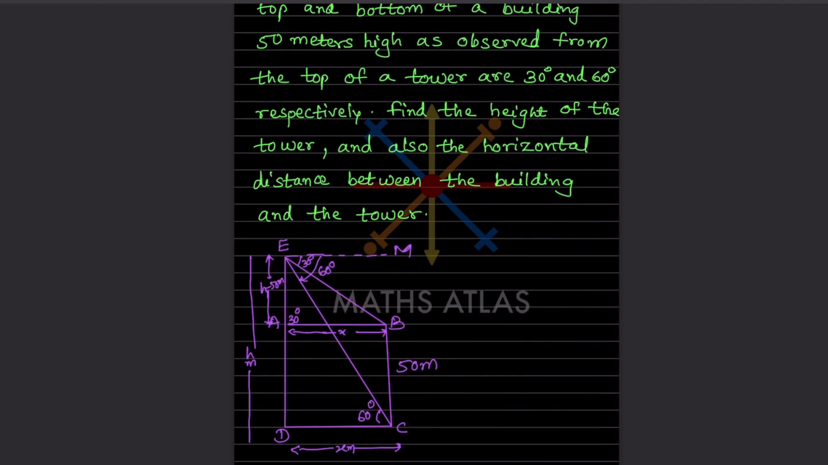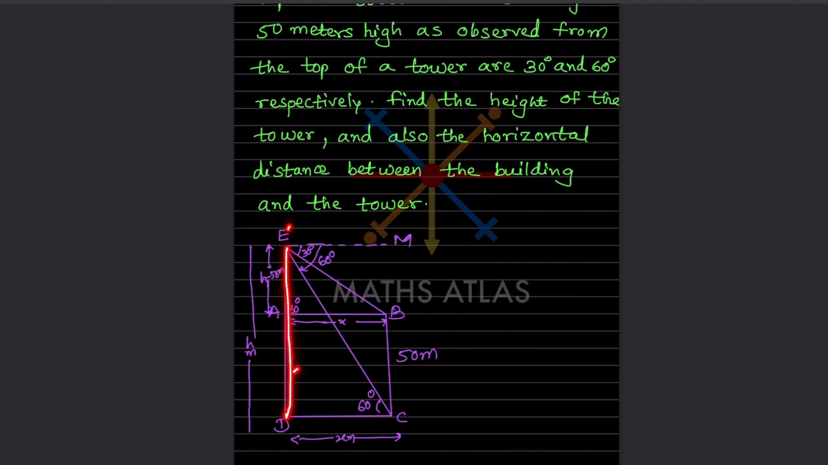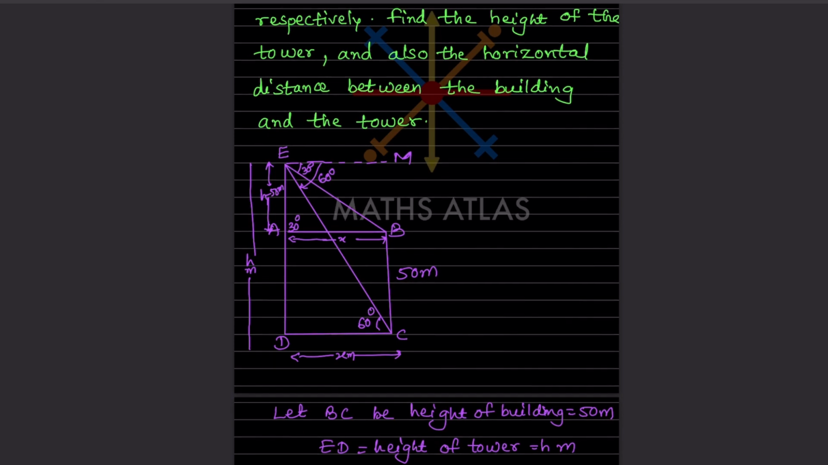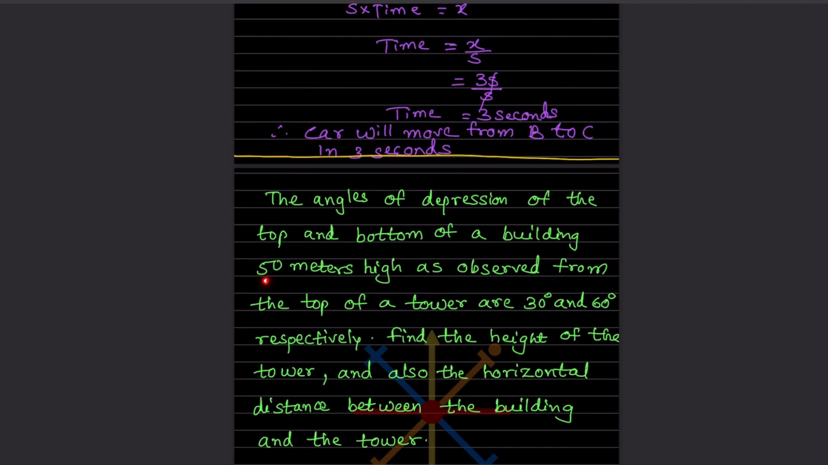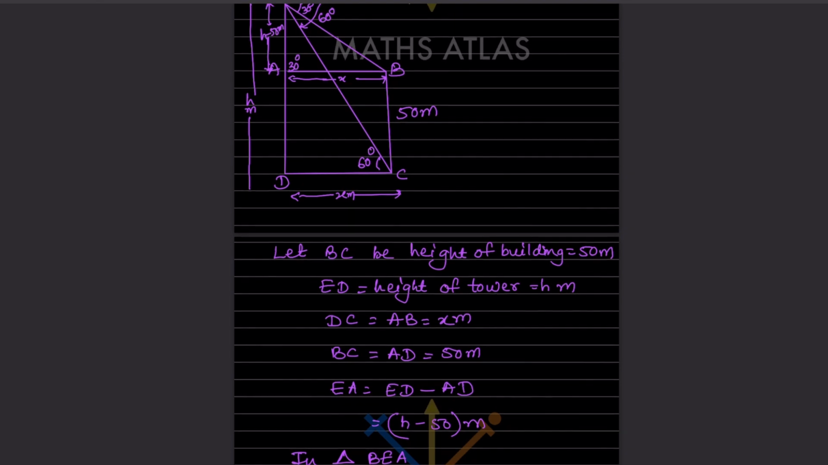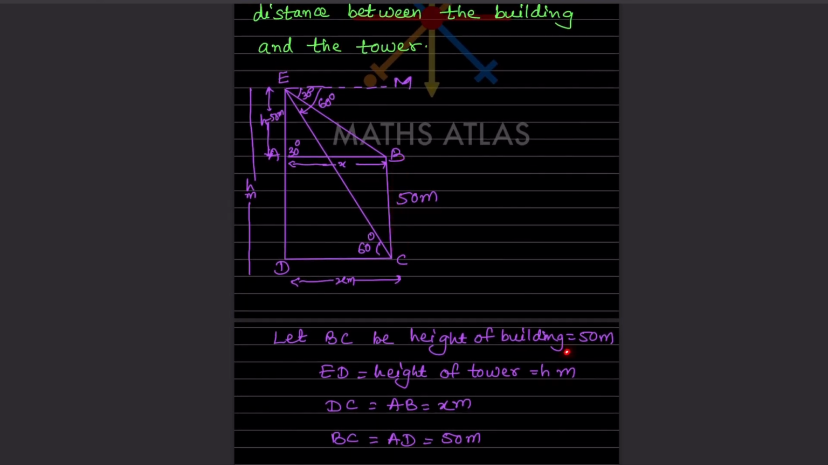Now we can randomly put any labels here. I just put A, B, C, D, and this E, and this is just M. So this is the height of the building. This is given as 50 meters, meaning the top and bottom of a building 50 meters high is observed from the top of a tower. So here this BC is 50 meters, this is the height of the building, and this is the height of the tower, that is ED. Let us consider this as H.